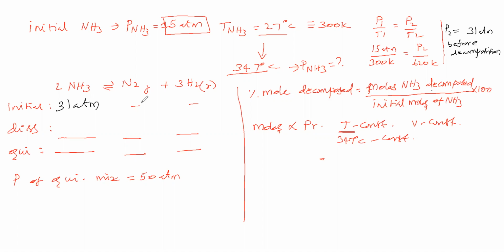Okay. Now, at 347 degrees Celsius, on leaving the system, ammonia is decomposing. How much decomposing means X atmosphere is decomposing. Remaining is 31 minus X atmosphere. We can talk in terms of pressure. Why? Because these are gases. Because moles is directly proportional to pressure when temperature is constant and volume is constant. This equilibrium process is at the same temperature, 347 degrees Celsius only.